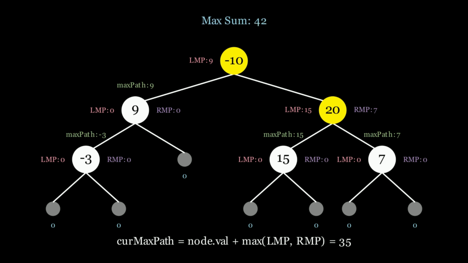Now we need to calculate the current max path for node 20. This is going to be 20 plus the maximum between 15 and 7. In this case, we're going to choose 15. So 20 plus 15 is 35.